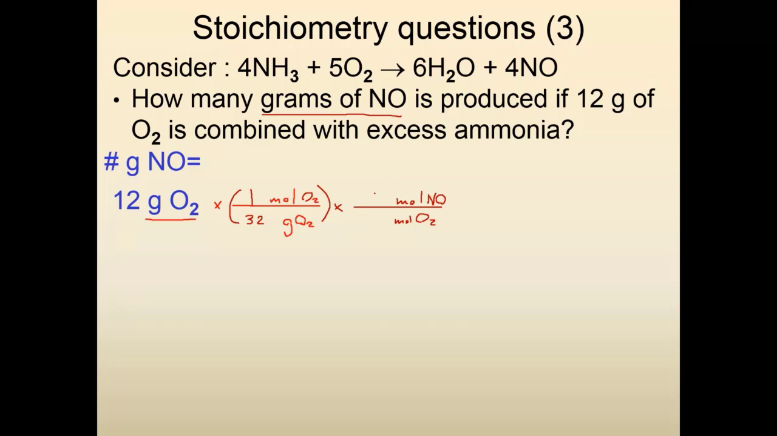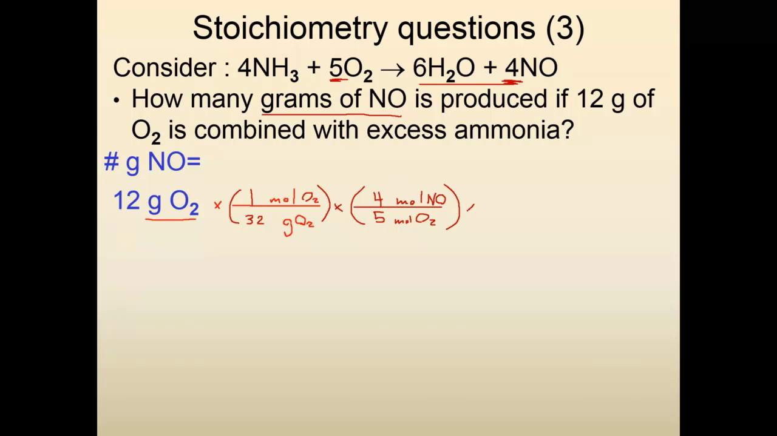I would think it's 30 for NO. No, you have to remember, when we do the mole to mole ratio, it has to come from the balanced equation. So you've got the 4 moles of NO to the 5 moles of H2O. So it is a 4 to 5 ratio.